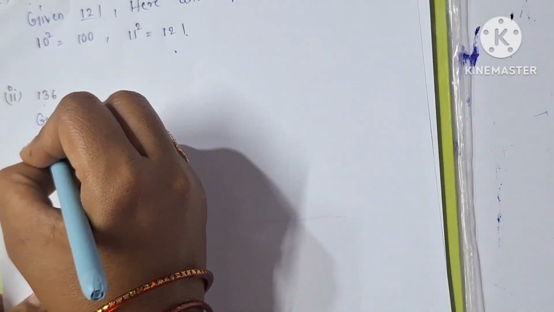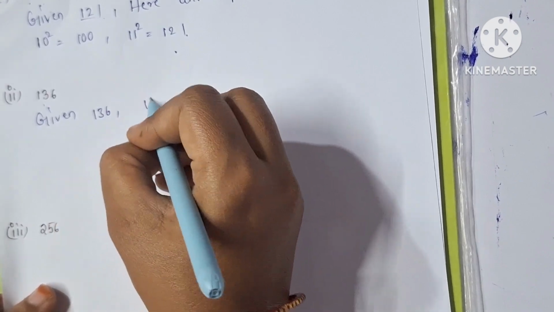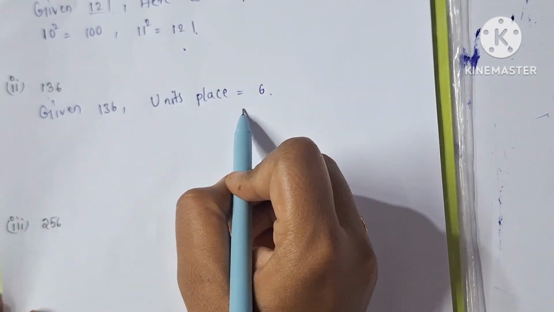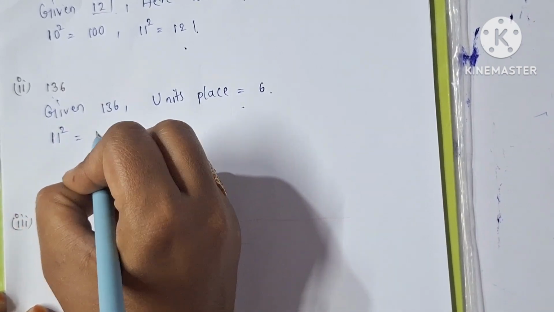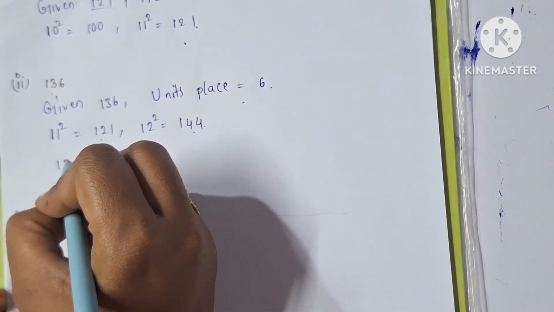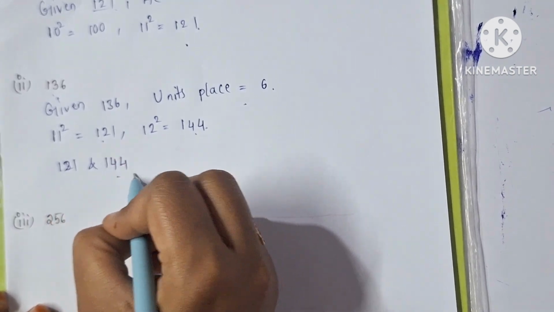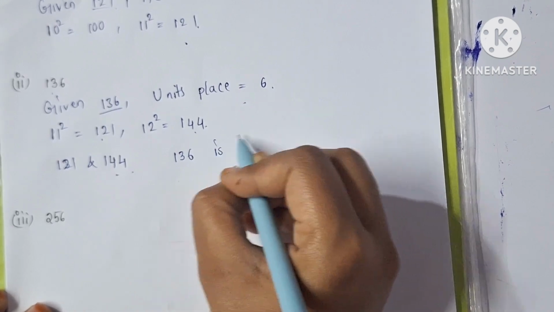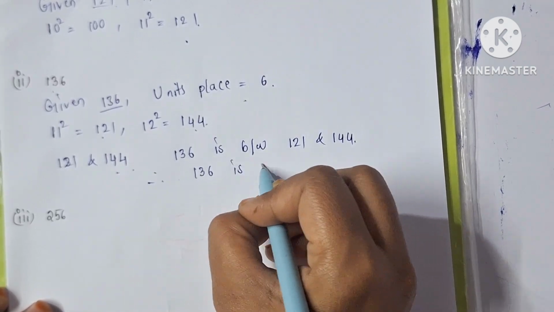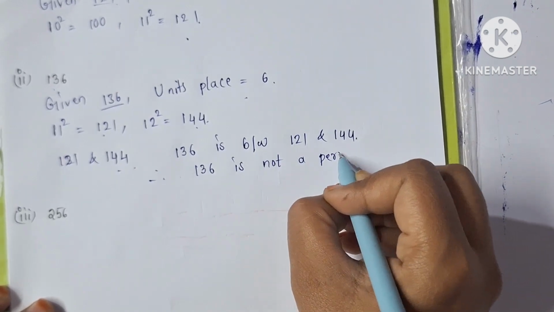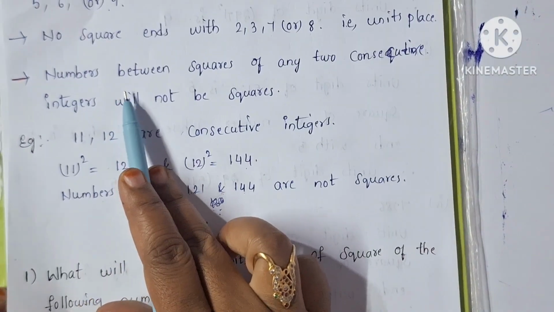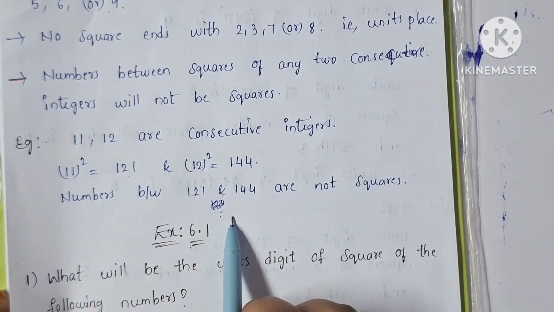See 136. What is given? 136. Units place is equal to 6. So the chance of becoming a square is there. So let us see. What is 11 square? 121. What is 12 square? 144. See, the numbers between 121 and 144 will not become squares. Here 136 is between 121 and 144. Therefore, 136 is not a perfect square. See, here you can write the condition: numbers between squares of any two consecutive integers will not be squares. Okay.